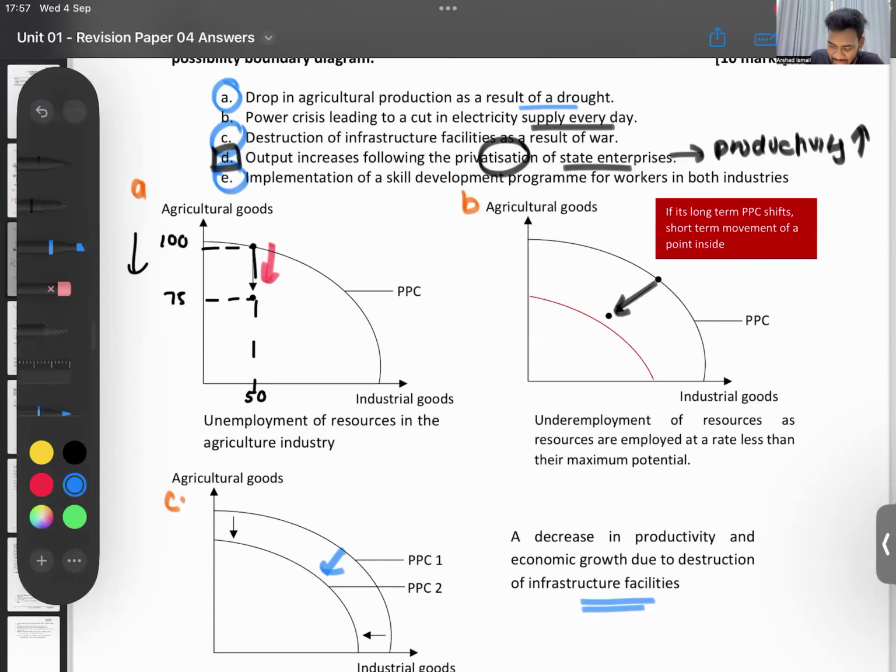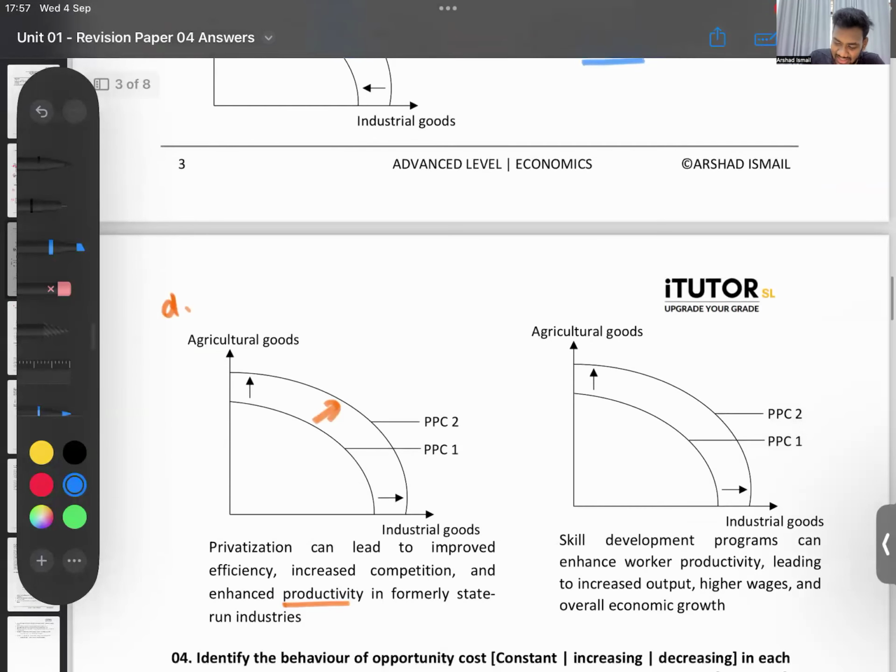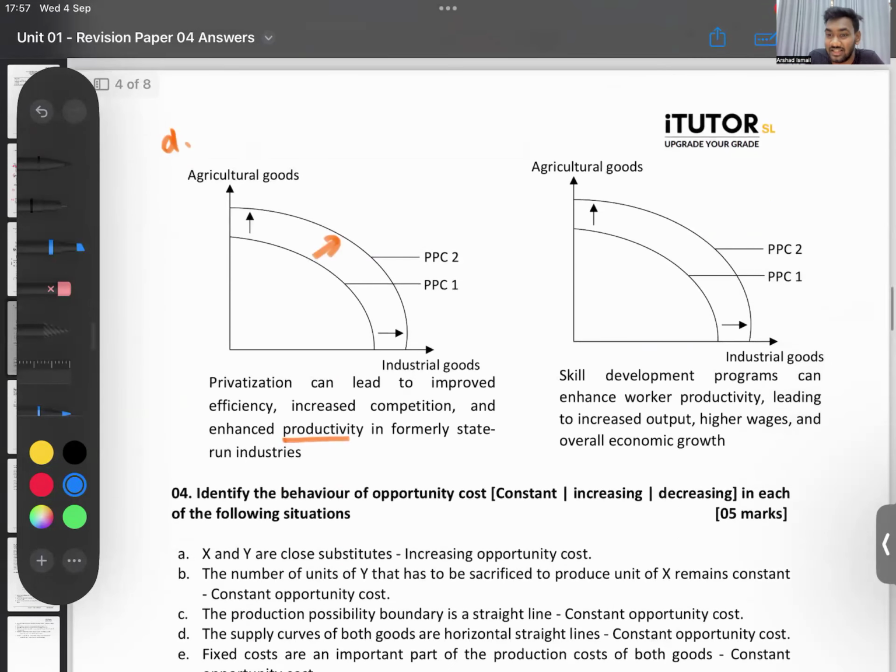How do we show that on the PPC? The PPC shifts outward, and then you give a small explanation. Remember, 1 mark for the PPC, 1 mark for a small explanation. There is nothing big, just in your own words. Remember, anywhere, even in your A-level paper or term exam paper, if there is a PPC related question, even if they have not asked to explain, give a small one-line explanation.